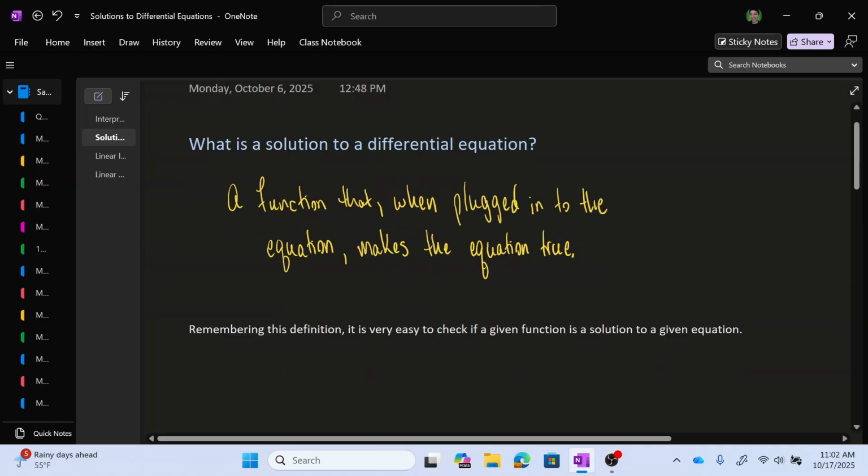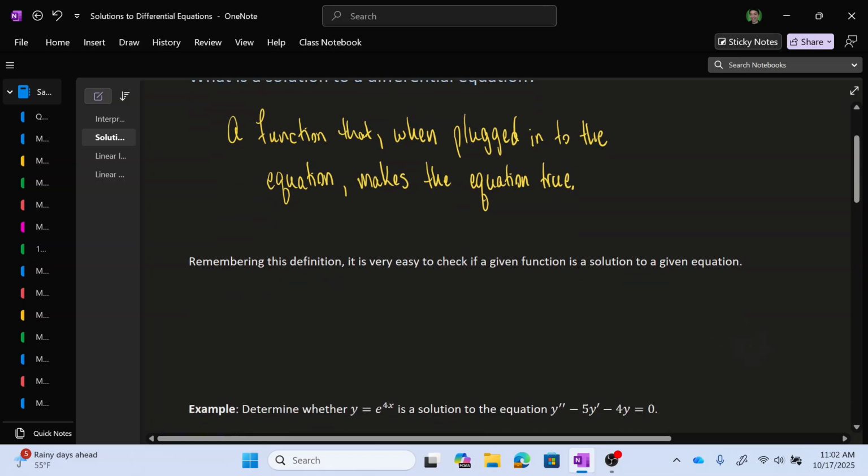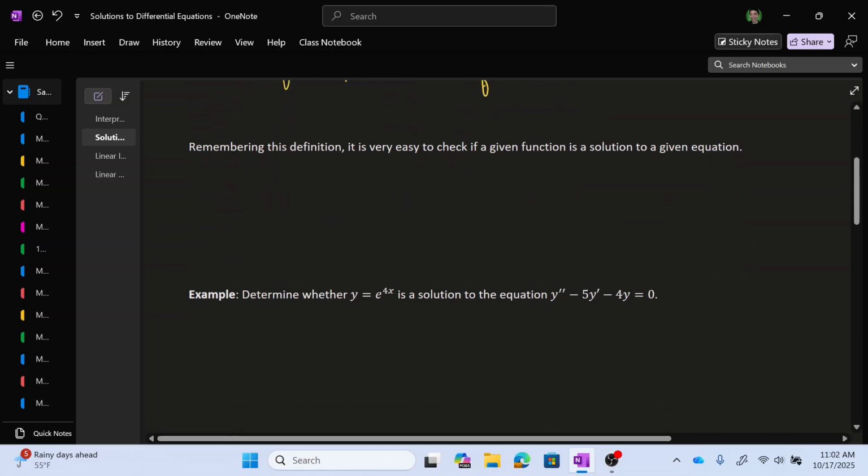A solution is something that makes the equation true, that satisfies the requirement that the equation represents. At the end of the day, if you have a function or if you have a template for a function, if you want to determine if that function is a solution, all you have to do is plug that function in to the equation and see if it makes the equation true or not. Let me give you an example.